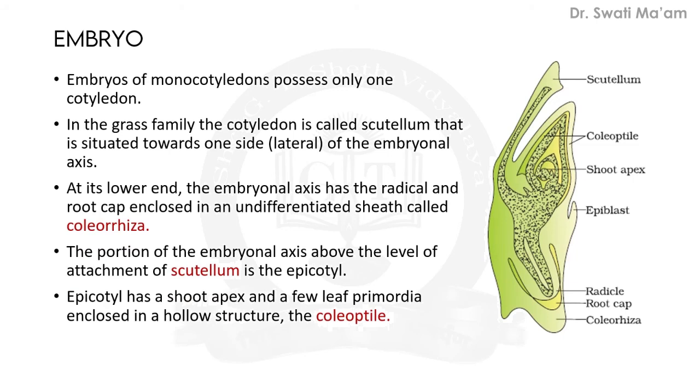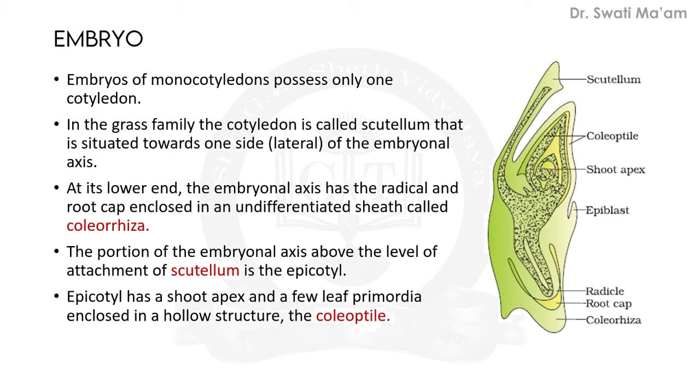Next we will discuss the monocotyledonous embryo. The embryo of a monocotyledon possesses only a single cotyledon. Mono means single. One of the examples given here is from the grass family. The cotyledon is also known as the scutellum, and it is situated towards one side, the lateral side of the embryonal axis. Earlier you learned about the monocot seed, and the example is the maize seed. You must be remembering this structure.